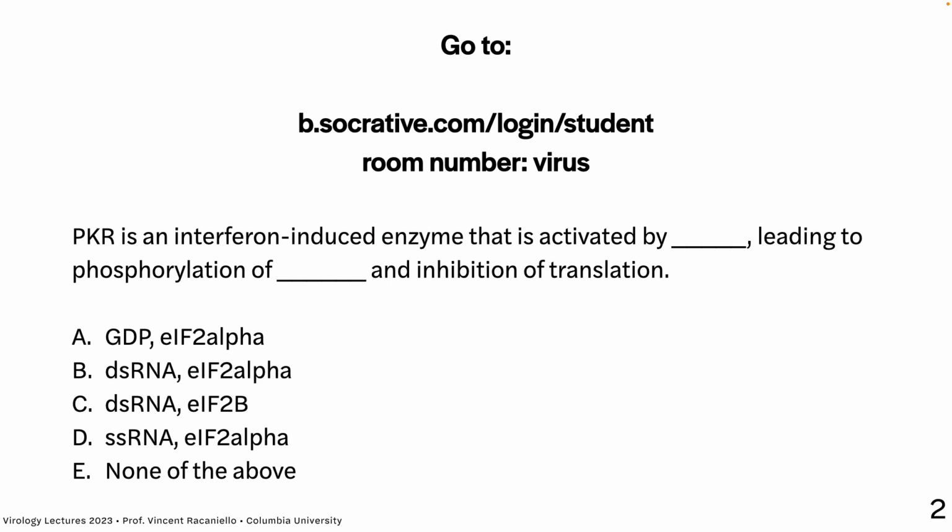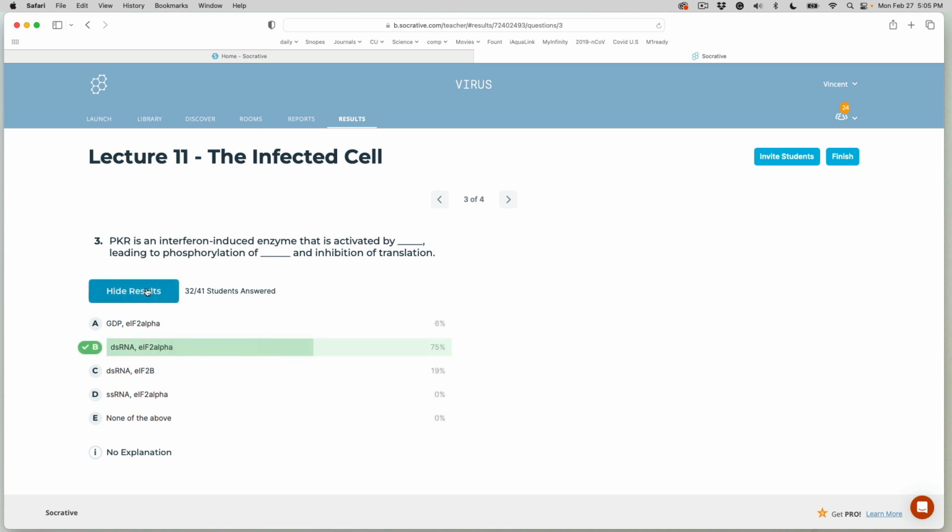PKR is an interferon-induced enzyme that is activated by blank, leading to phosphorylation of blank and inhibition of translation. So the blanks can be: A, GDP, EIF2 alpha; B, double-stranded RNA, EIF2 alpha; C, double-stranded RNA, EIF2B; D, single-stranded RNA, EIF2 alpha; E, none of the above. Double-stranded RNA, right, and the PKR is activated by double-stranded RNA, leading to phosphorylation of EIF2 alpha.